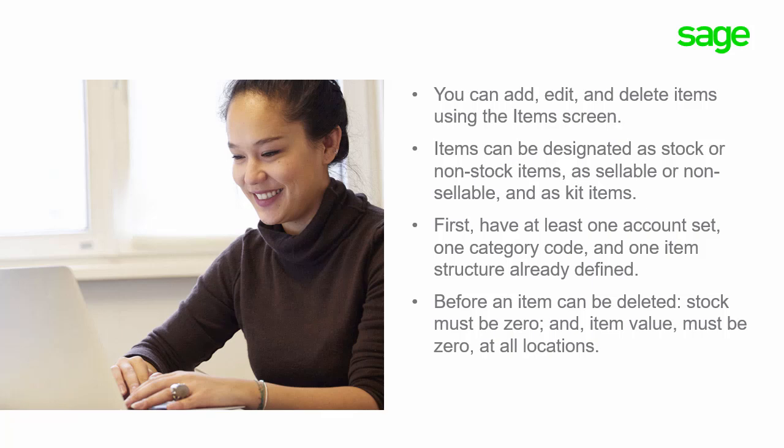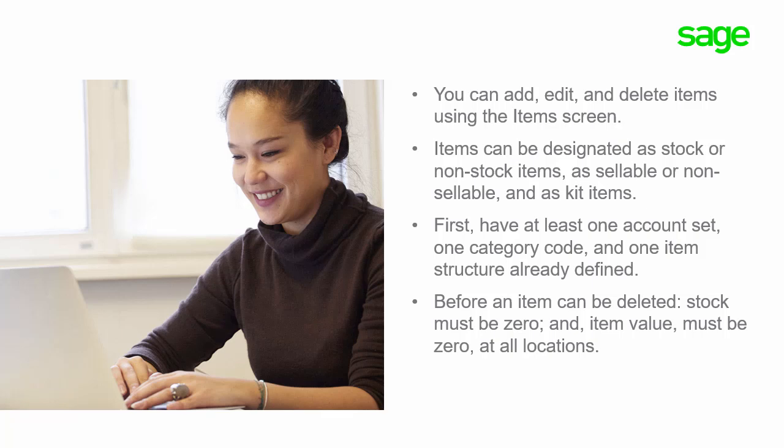Before items can be created in the system, you need to have at least one account set, one category code, and one item structure already defined. The item structure uses the item segment and the segment code if segment validation is enabled.